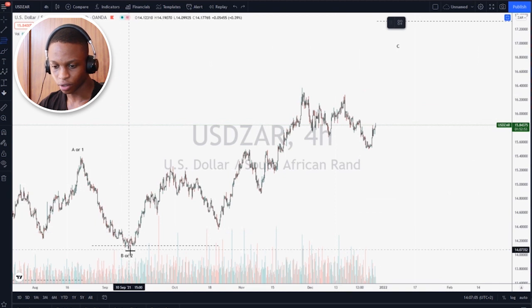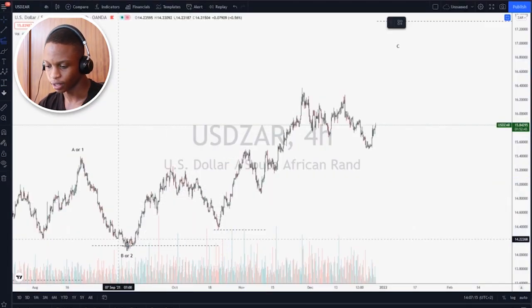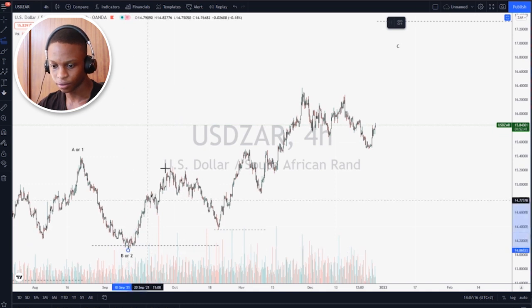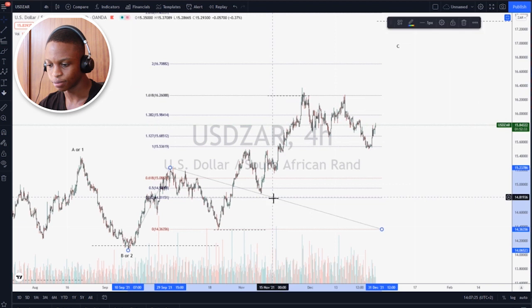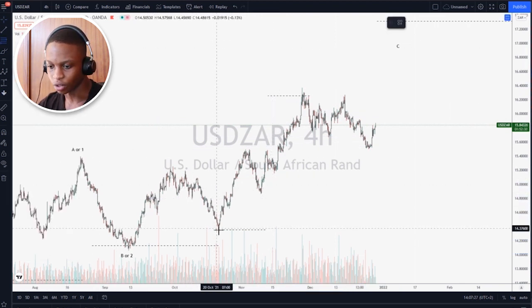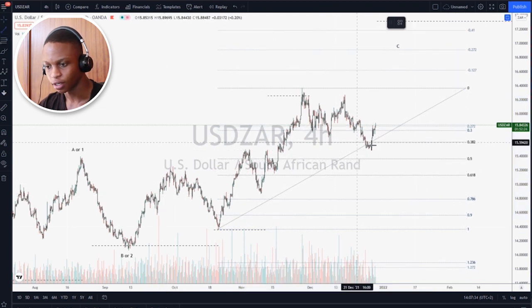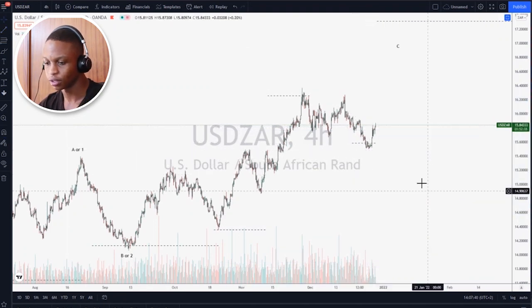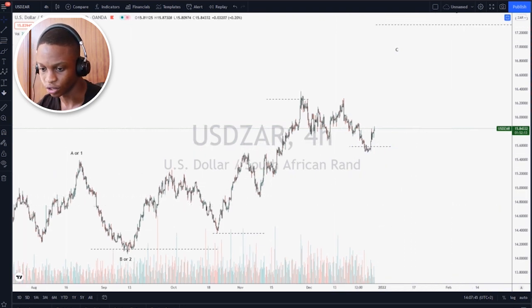Okay, so again, rules. 78.6 pullback, still a valid wave 2. Okay, so about that. Extension, wave 1, 2, pull it back. Right, valid wave 3, 1618 extension. And I'm going to pull back wave 2, 3. Is it a valid retracement? It is. 38 falls in between the 12.7 to 50% range.